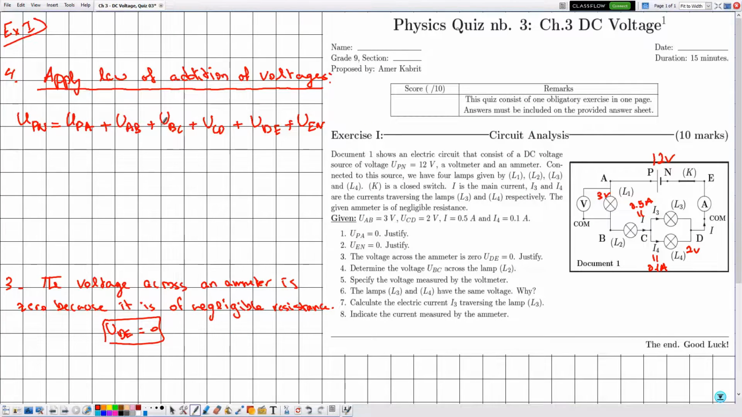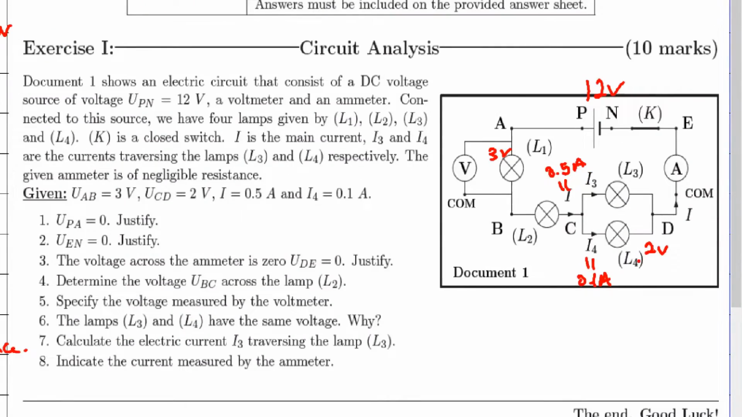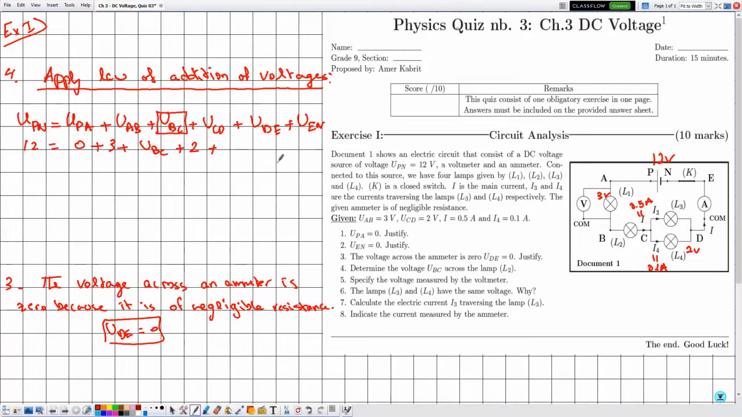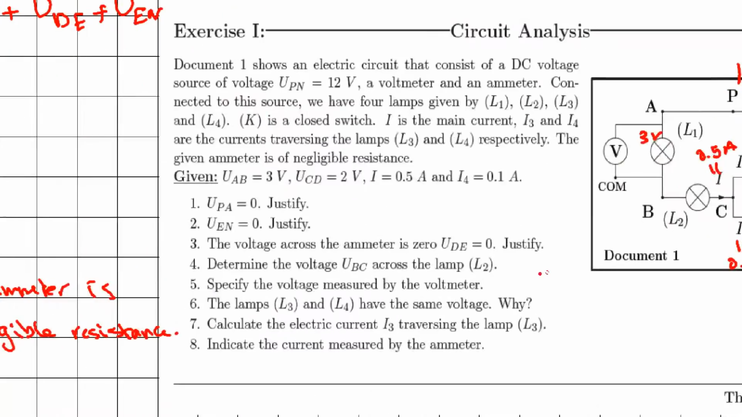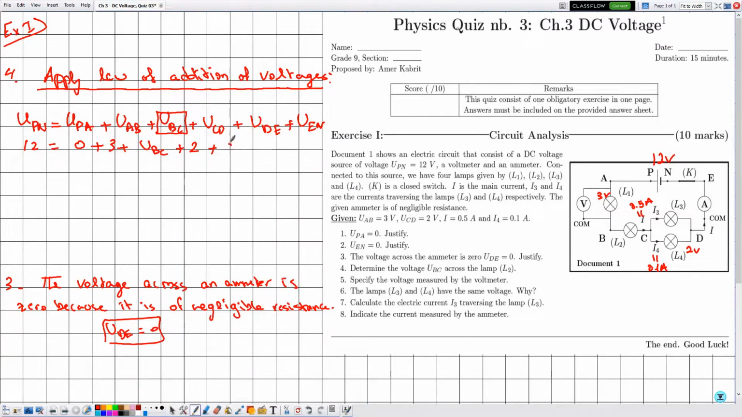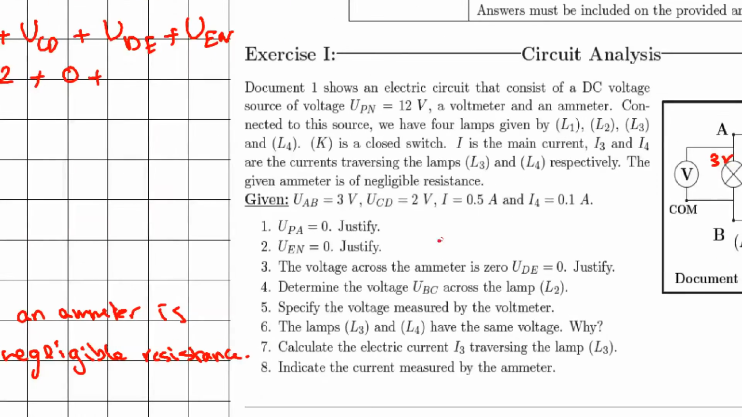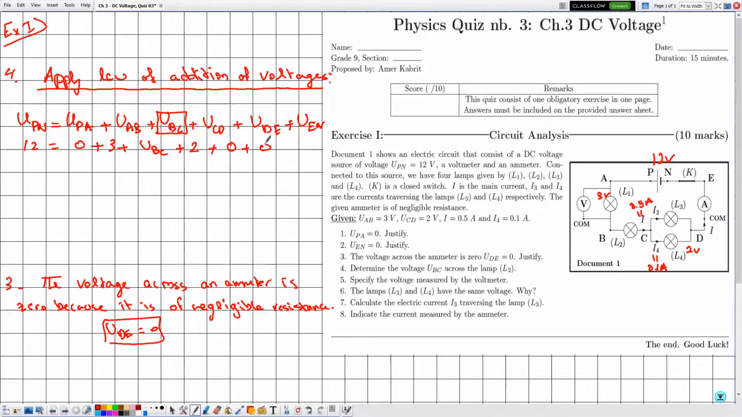Knowing that we are interested in determining the value of UBC: UPN is equal to 12, given. UPA is equal to 0, justified. UAB is equal to 3, plus UBC. UCD is equal to 2. UDE is equal to 0, justified, and UEN is equal to 0, justified. So in this case we have that 12 is equal to 5 plus UBC.